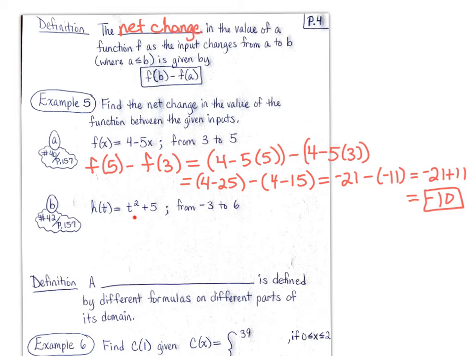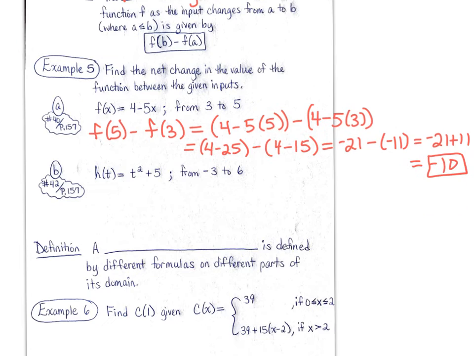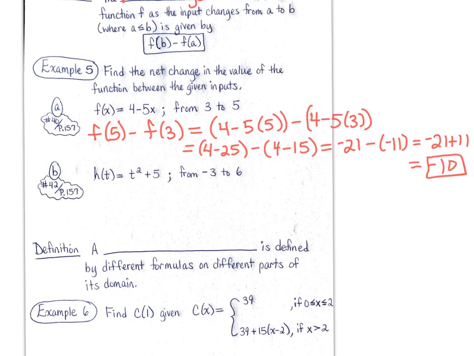Now find the net change for h of t. H of t is equal to t squared plus 5 from negative 3 to 6. What's the setup here? You have h of t is t squared plus 5. You want to find the net change in the values from negative 3 to 6. If you plug it in, you would write out h of 6 minus h of negative 3. Good. And then you would plug in 6 first, and that's 41. So you get 41.